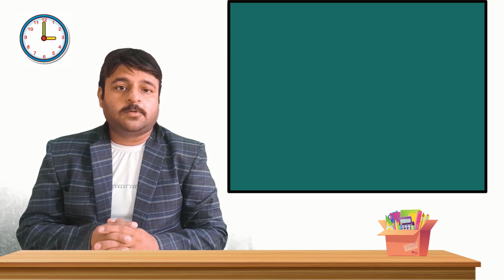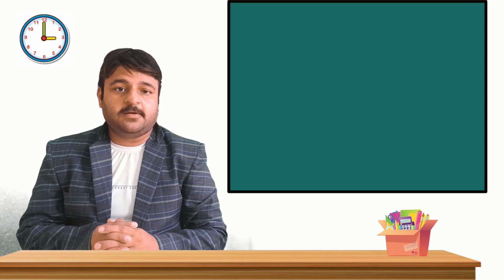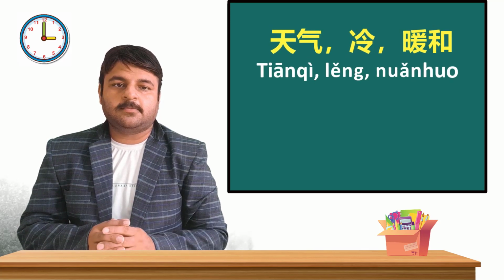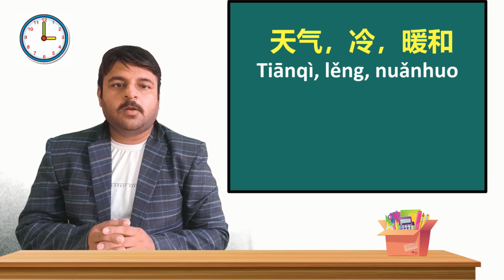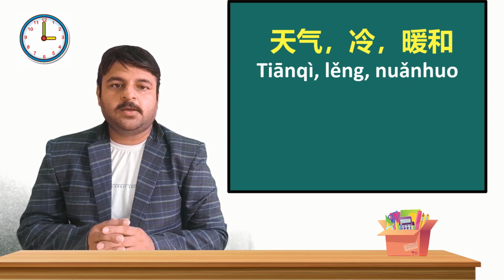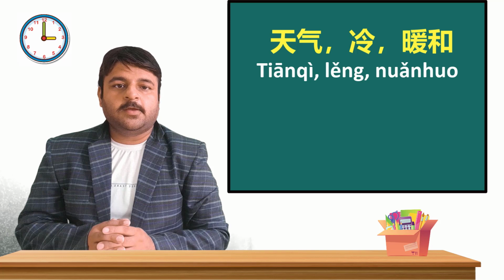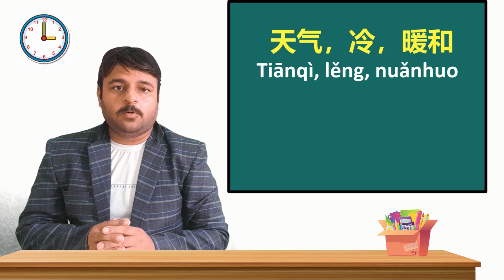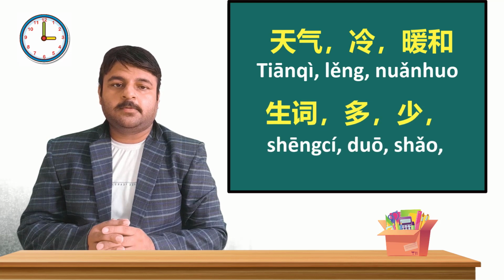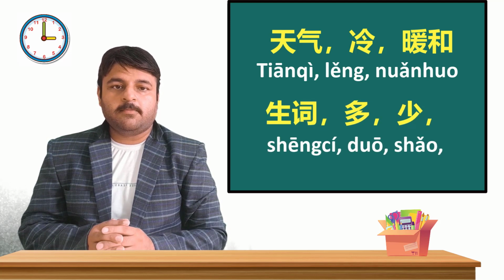Let us now move on to the words to make replacement in this sentence to make new sentences. 天气 is weather. 冷, cold. 暖和, warm. Yesterday weather was comparatively cold. Today it is a bit warm. 上次 new words. 多, many. 少, less. Replace these words.